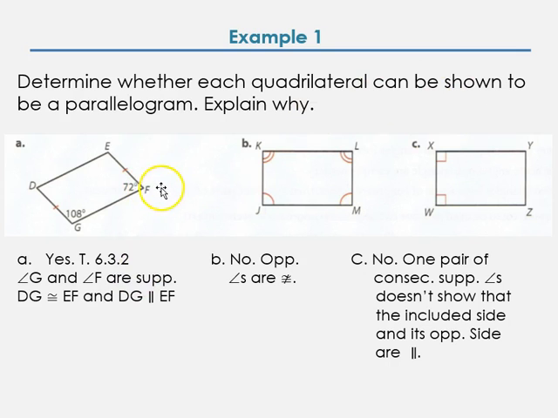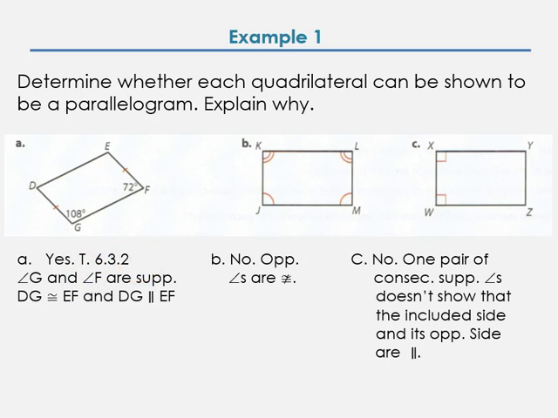Let's take a look at an example. Determine whether each quad can be shown to be a parallelogram, and then explain why. So let's take a look at A. A is a quad, DEFG. We have two measured angles right here, and we have two congruent sides. This is a parallelogram by theorem 6.3.2.